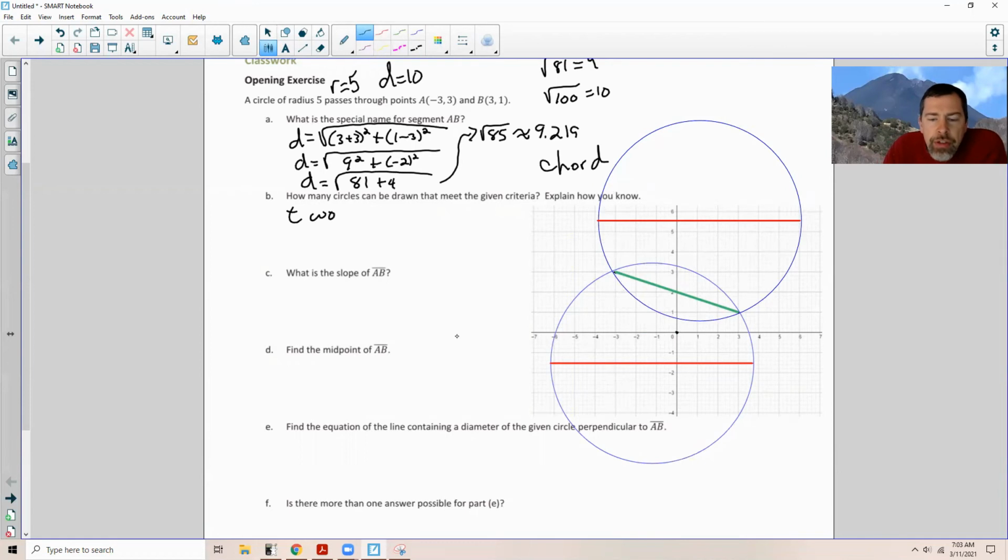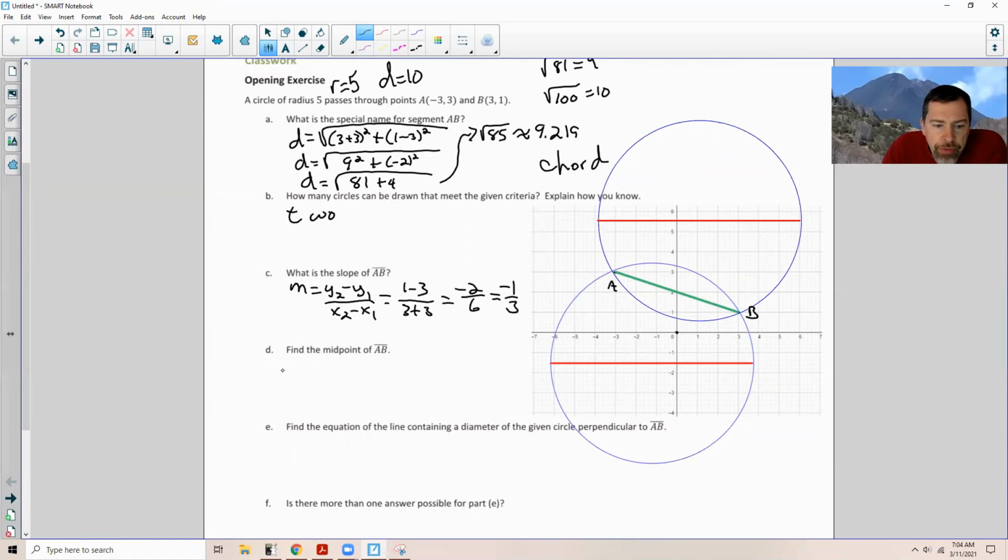All right, so what is the slope of segment AB? Well, A was (-3, 3), and B is over here. So I want to know what the slope of that line is. And so we say m equals y2 minus y1 divided by x2 minus x1. That is going to equal (1 minus 3) over (3 minus -3), which is 3 plus 3, which is going to give me -2 over 6, which is -1/3. So down 1 over 3, down 1 over 3, as you can see in the graph.